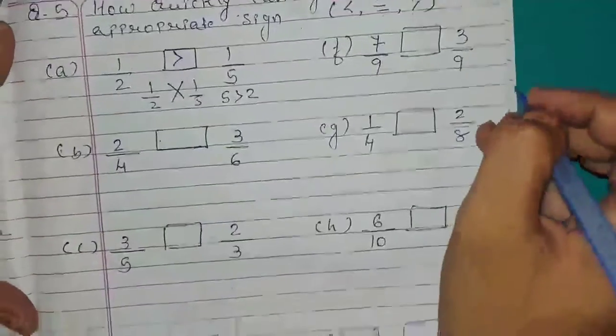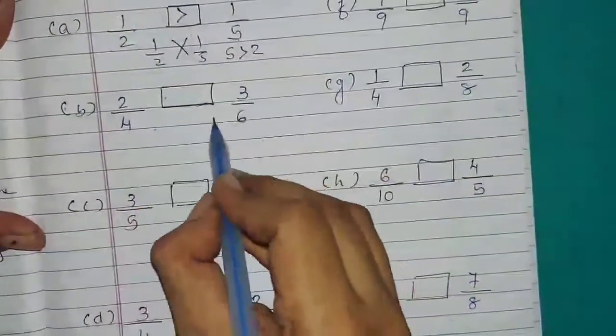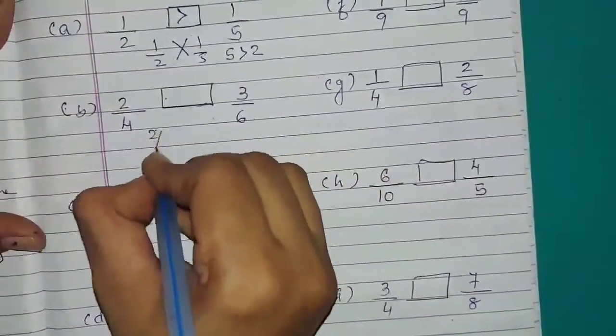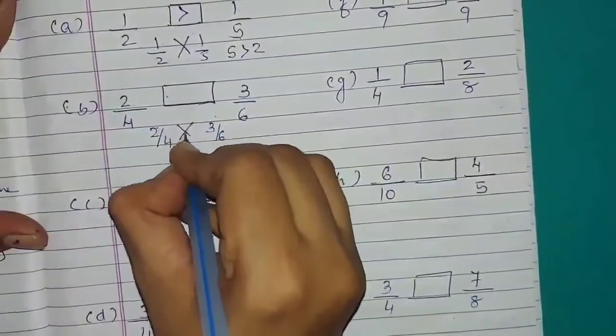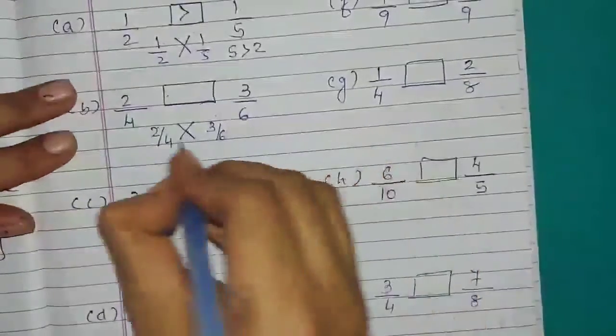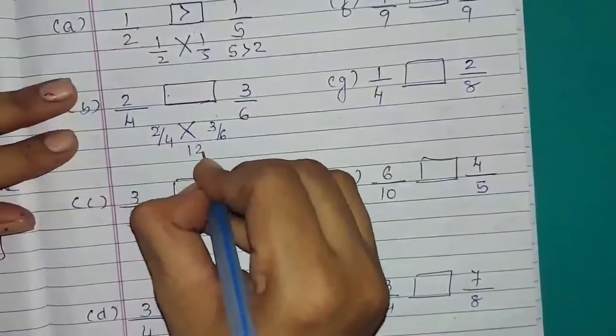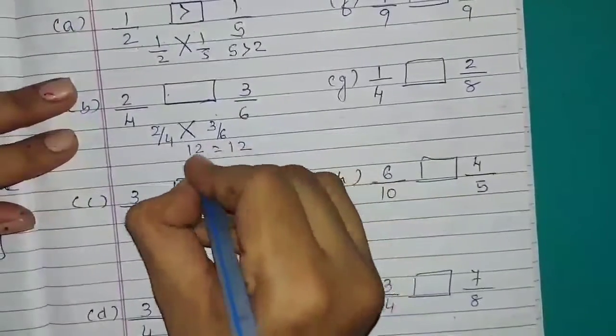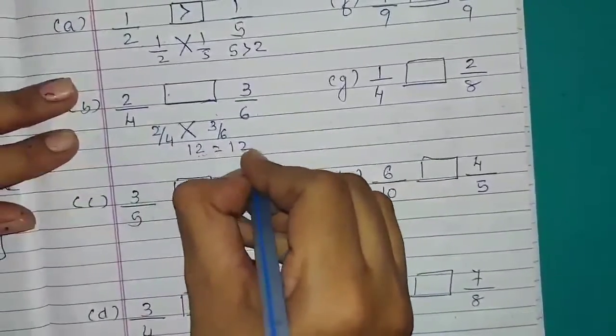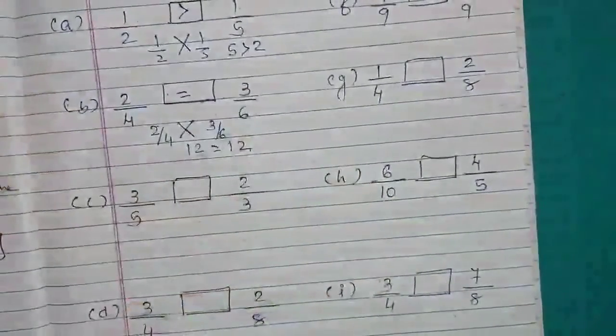Now number B, 2 upon 4 and 3 upon 6. So here also we will do 2 upon 4, 3 upon 6, then cross. So students, 2 6s are 12, 4 3s are 12. So here which sign will come? Equals to, because both cross product answers are the same. So here equals to sign.